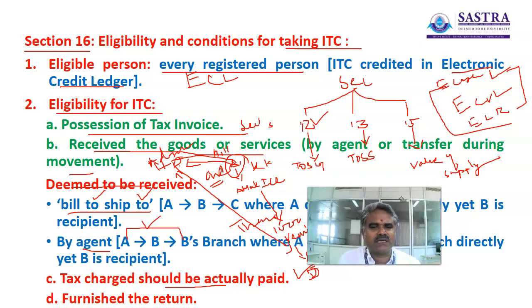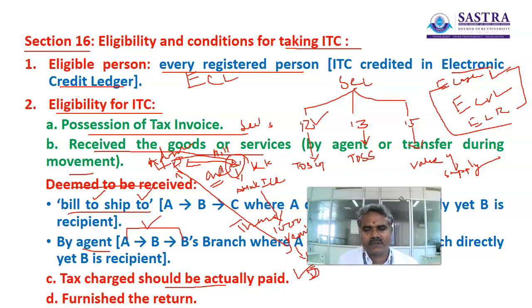Then receive the goods or services by the recipient, because the recipient has to claim ITC. Recipient of goods, recipient of services. Tax charged should be actually paid. Tax should be paid. Not yet paid, it is still to pay.